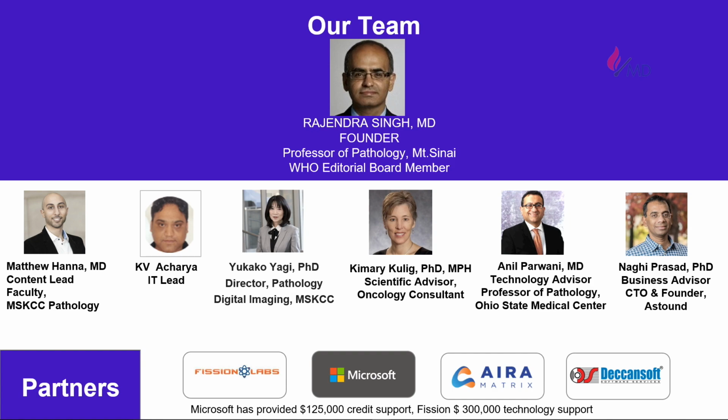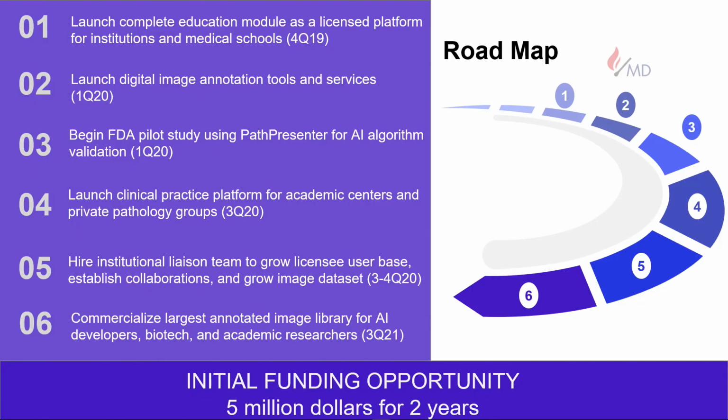Our team is one of the best in the world, because all of these are real innovators of digital pathology and artificial intelligence. Matthew, Hannah, Yagi are working at Sloan. Anil Parwani is one of the keynote speakers in almost every pathology meeting. Kemari Kulig was the head of oncology research at Google, and she's now working with us. And Nagi is a serial entrepreneur. Microsoft is also helping us in a big way. And we have already launched most of the platforms, and we hope to launch the rest of the platform by 2021. We are looking at an initial funding opportunity of 5 million at a valuation of 25 million currently.